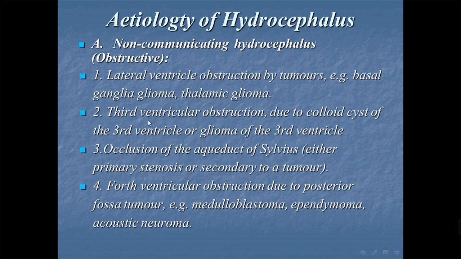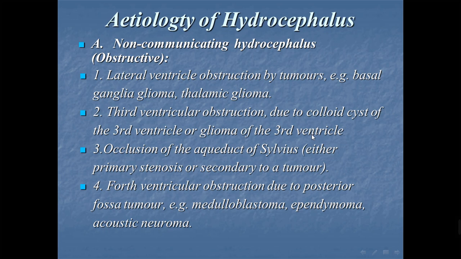Now, we'll go slightly down. If there's third ventricular obstruction, due to colloid cyst for example, or glioma of the third ventricle, in these cases we will get occlusion of the third ventricle. You will see this clearly by CT scan or MRI. And this will result in dilatation of both upper lateral ventricles. Lateral ventricles mean both dilated.